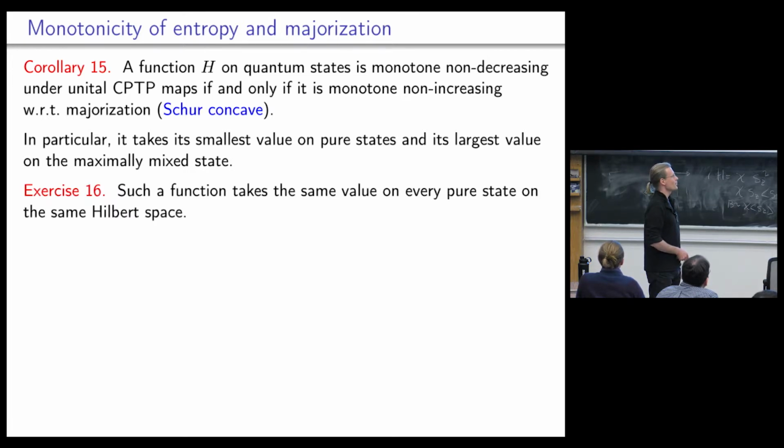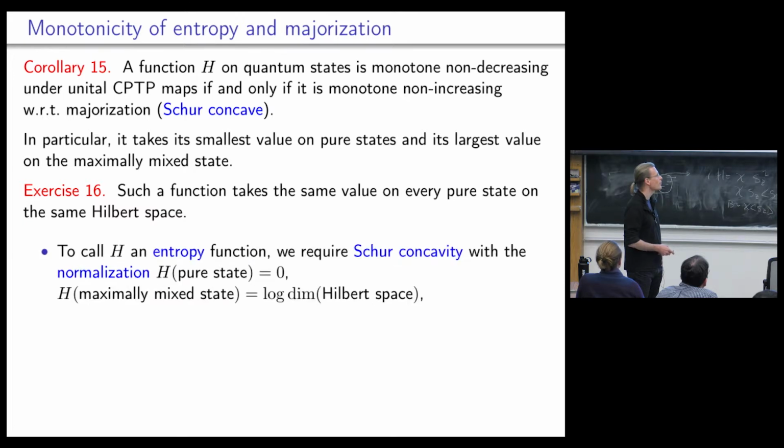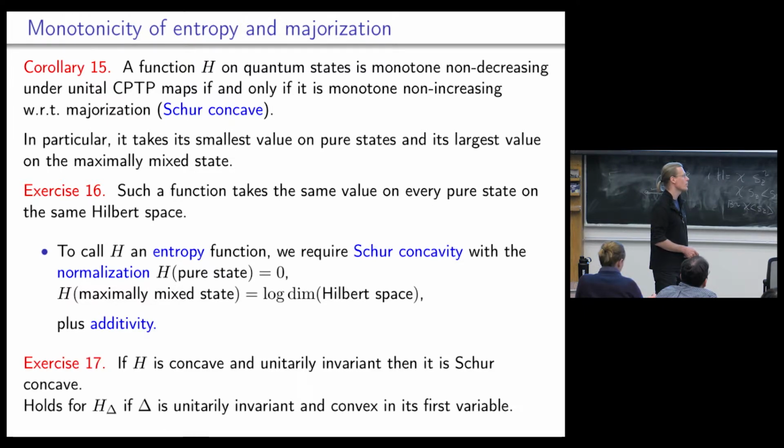Another exercise for you is that any such function will take the same value on any pure state, so we don't have to specify that separately. To call a function an entropy function, we would normally require that it is Schur concave and satisfies the normalization that on pure states it is 0, and on the maximally mixed state it is the logarithm of the dimension of the Hilbert space. And moreover, we want additivity also.